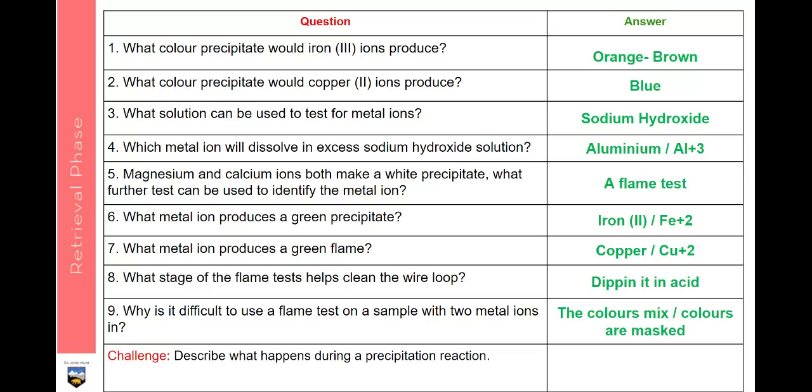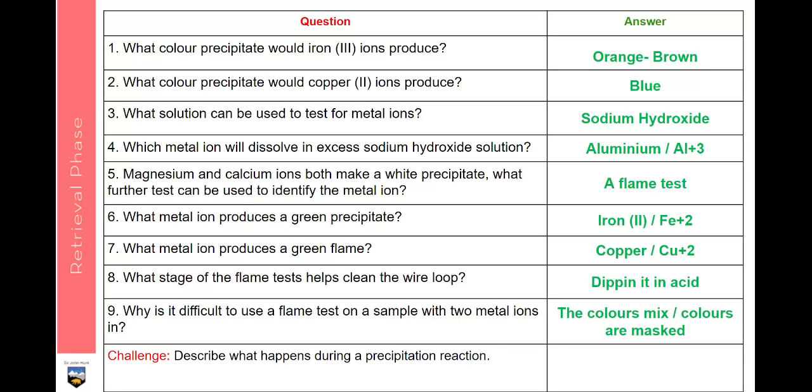Number 6, if a green precipitate forms when sodium hydroxide is added, we know that it must contain iron-2 ions, Fe2+. Number 7, if we get a green flame during a flame test, it must have copper ions in it. Number 8, the part of the flame test that helps clean the wire loop is dipping it in acid. There should be a G on the end of dipping.